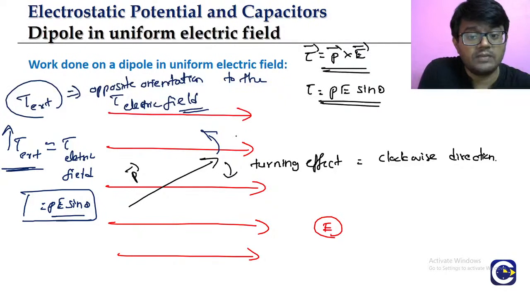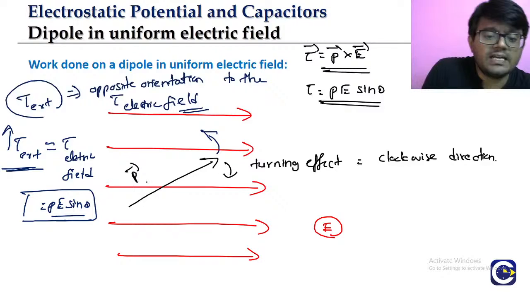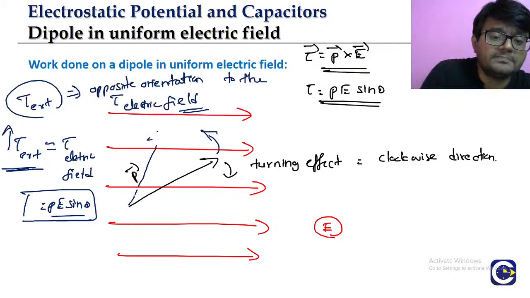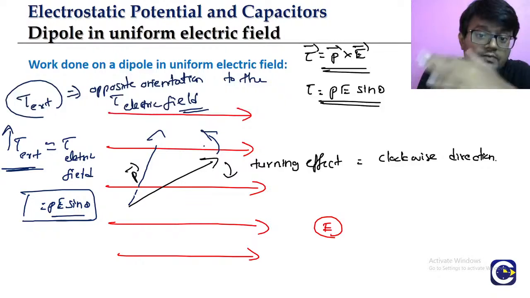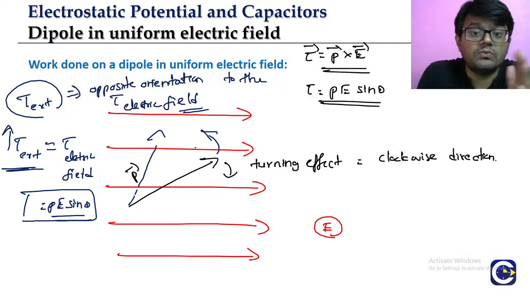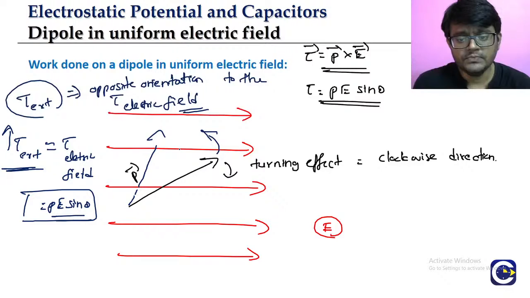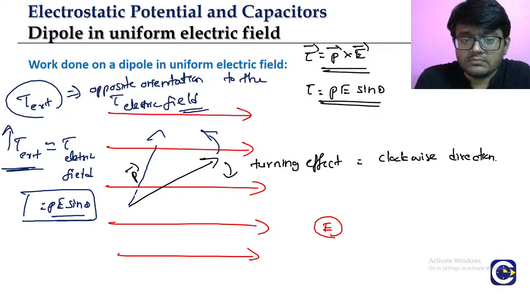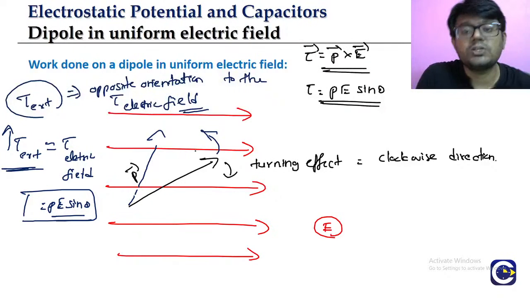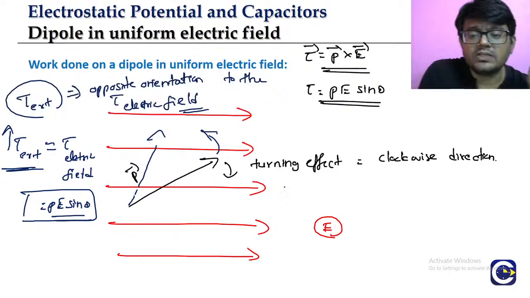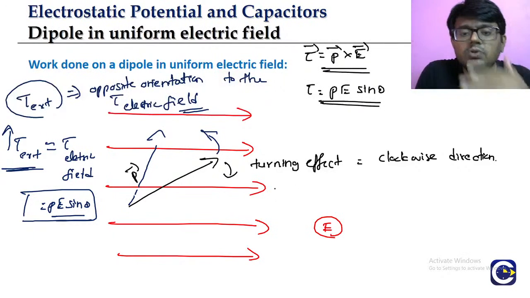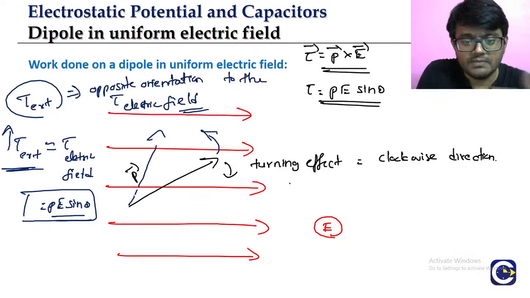So now in the anti-clockwise direction the net torque will exist, but the value will be very small. As a result, the dipole will keep rotating in the anti-clockwise direction, but it will rotate very slowly. While it is rotating because of this applied external torque, it will rotate but very slowly. So the torque will not be able to generate any kinetic energy in the dipole. Kinetic energy will not be generated, but it will change the orientation.